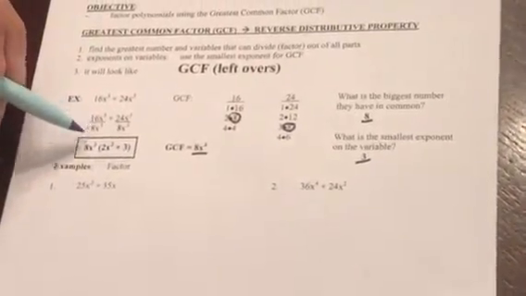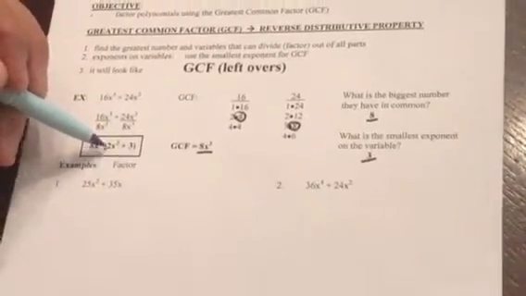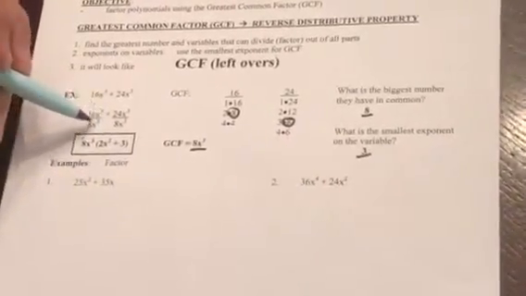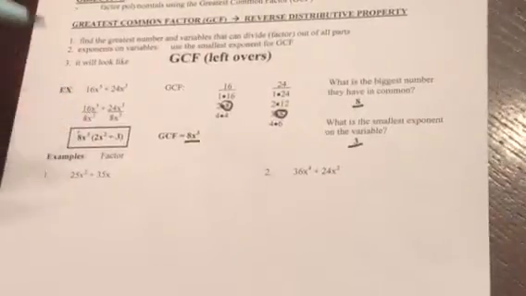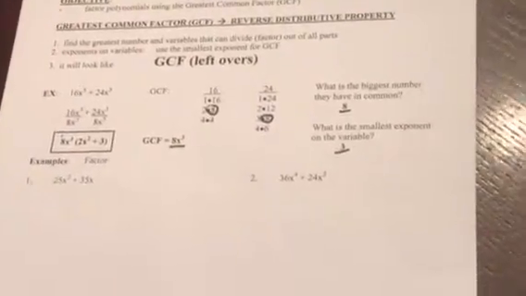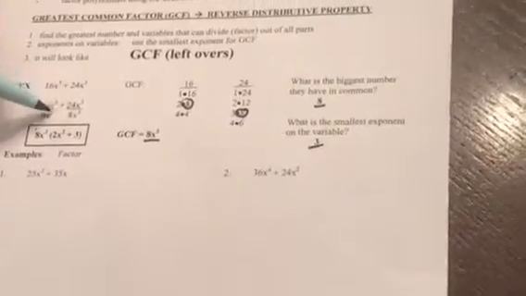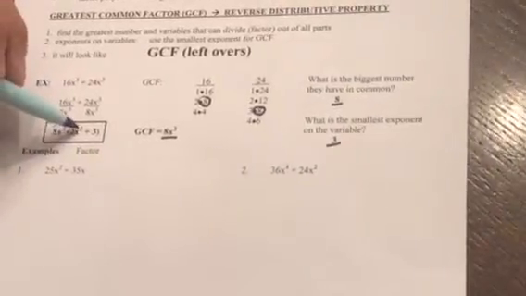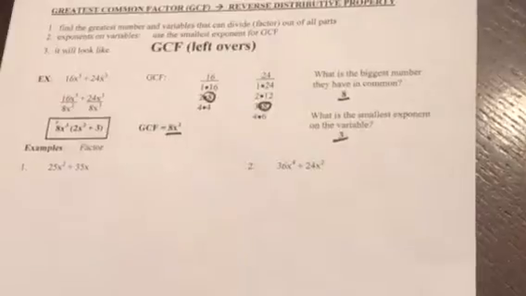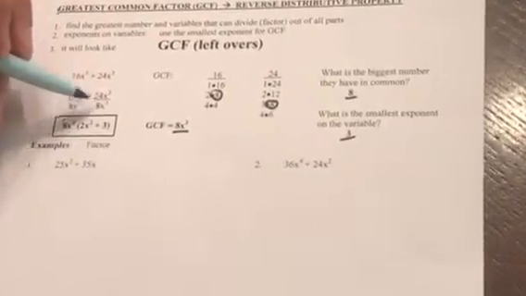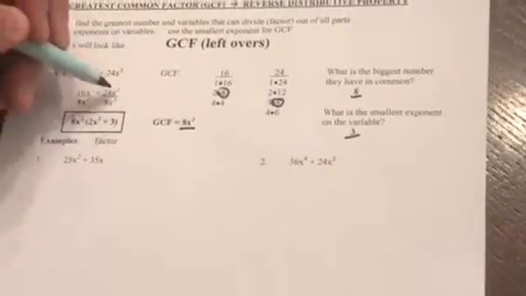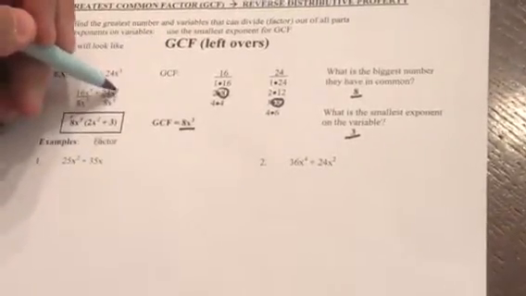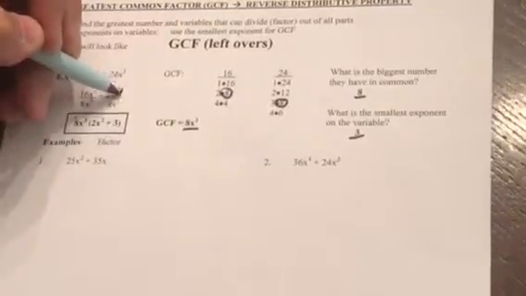16 divided by 8 is 2. x to the 5 divided by x to the 3, remembering from last week when we subtracted our exponents, 5 minus 3 is x to the 2. 24 divided by 8 is 3. Also remembering from last week, when we divide, we subtract those exponents. 3 minus 3 is 0. That means those x's have canceled out, leaving us with our final answer.